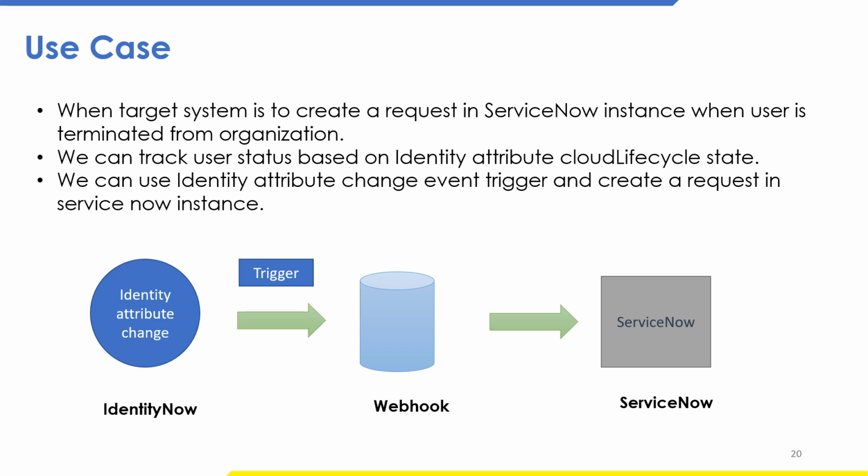Let's see a real-time use case in this slide. Our target is to create a request in ServiceNow instance when the user is terminated from the organization. So we can track the user status based on identity attribute cloud lifecycle state. And we will make use of identity attribute change event trigger and create a request in ServiceNow instance.